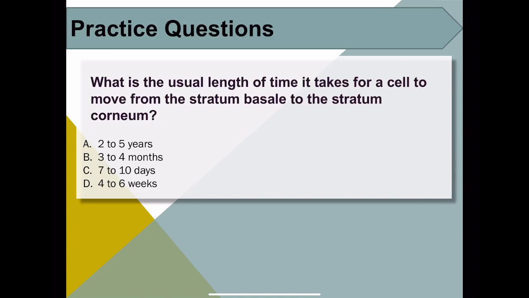What is the usual length of time it takes for a cell to move from the stratum basale to the stratum corneum? 7 to 10 days.